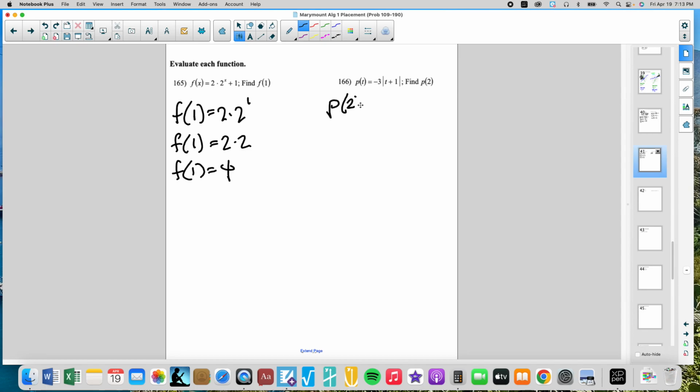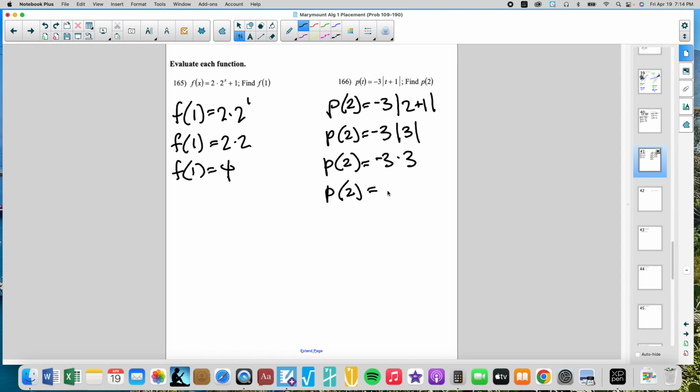p of 2 for t, so negative 3 times the absolute value of 2 plus 1. p of 2 equals negative 3 times the absolute value of 3. Let's take the absolute value of 3, which is 3, and we were multiplying, so that equals negative 9.